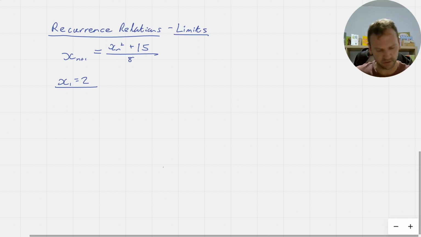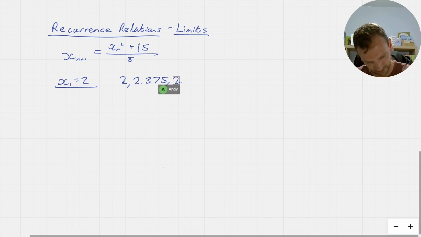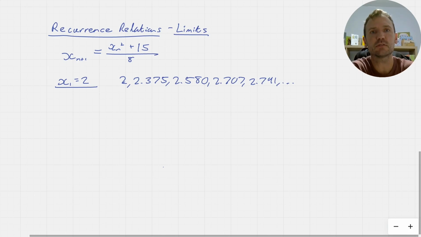And at first, the pattern doesn't look that clear. So 2's our first term, and then our next term here is 2.375. Our next term is 2.580. I'm rounding by this point. Then we're getting 2.707 to 3 decimal places. We get 2.791. If you keep going, you'll find it doesn't grow and grow and grow. Well, each term is bigger than the previous one, but it doesn't diverge to infinity, is what I mean. You should find that it's converging to a limit of 3. So in this case, if we take the starting value of 2, we get a limit of 3.